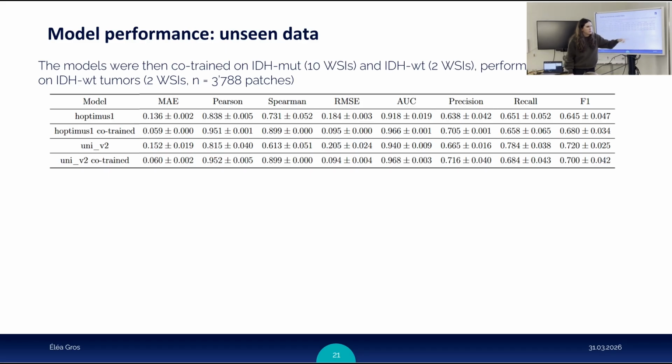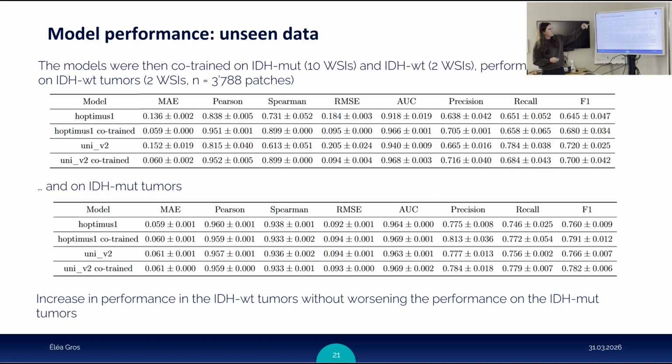And the F1 score increased a bit, although it's a bit less than in the IDH mutant tumors. And importantly, we were able to increase the performance, especially mean average error, on IDH wild type tumor, but it didn't alter the performance on IDH mutant tumors, because as you can see here, the metrics are basically the same, meaning that we can increase the performance in IDH wild type tumor fairly easily by co-training on a very small subset of data, and this doesn't alter the performance on the IDH mutant tumors, on the samples on which it worked previously.